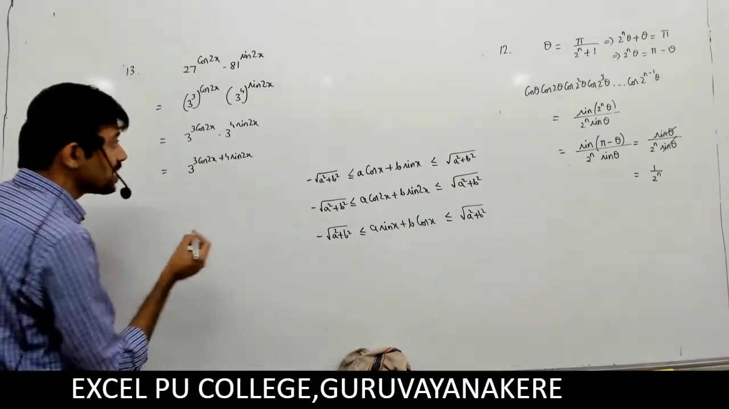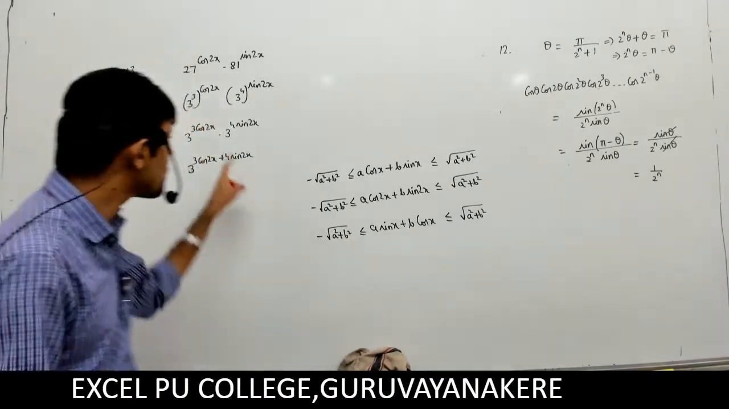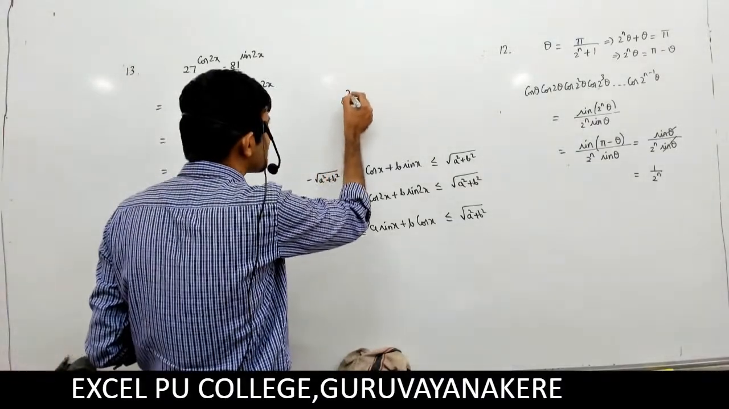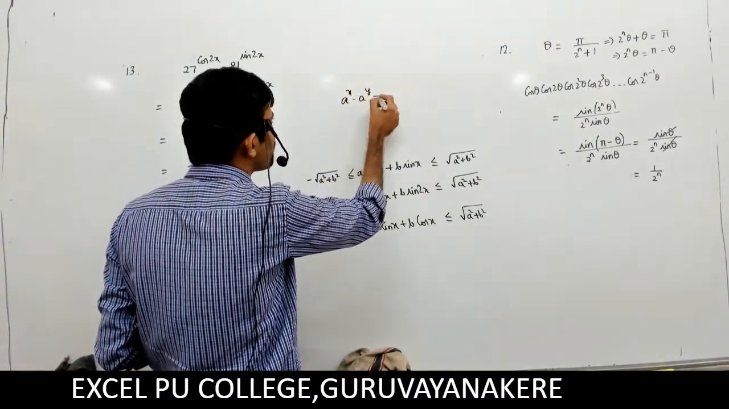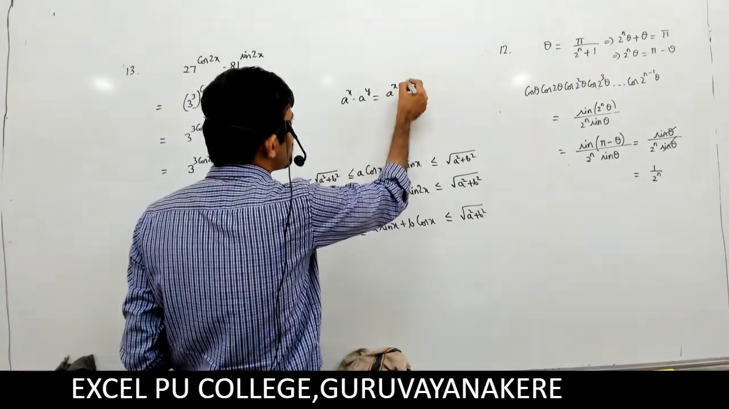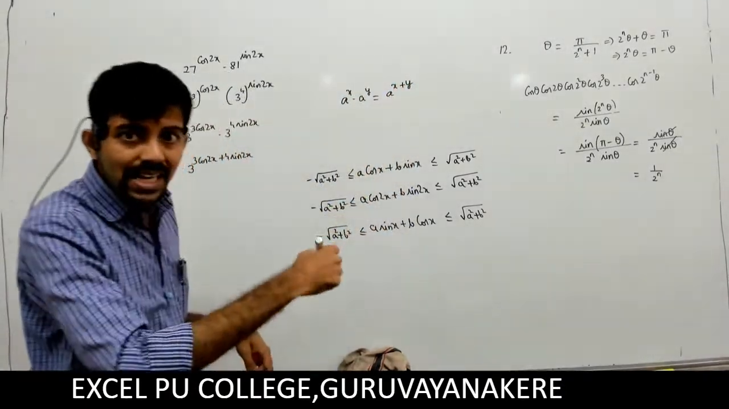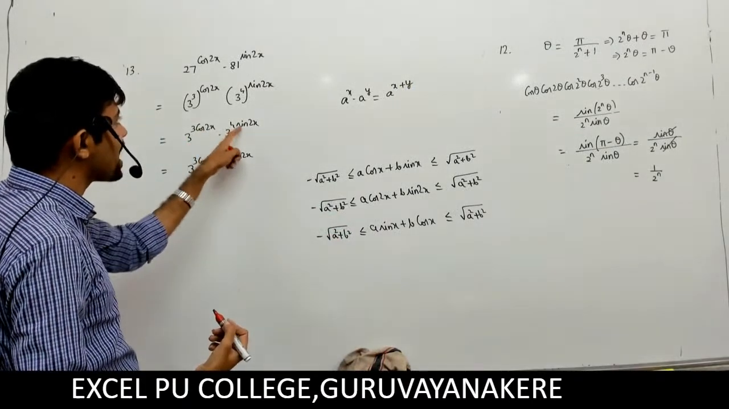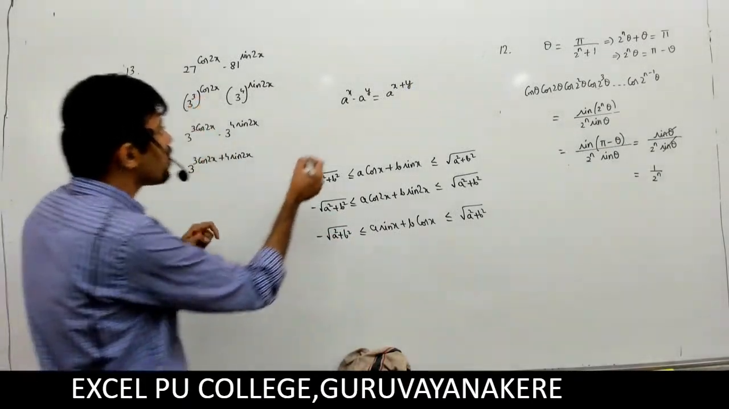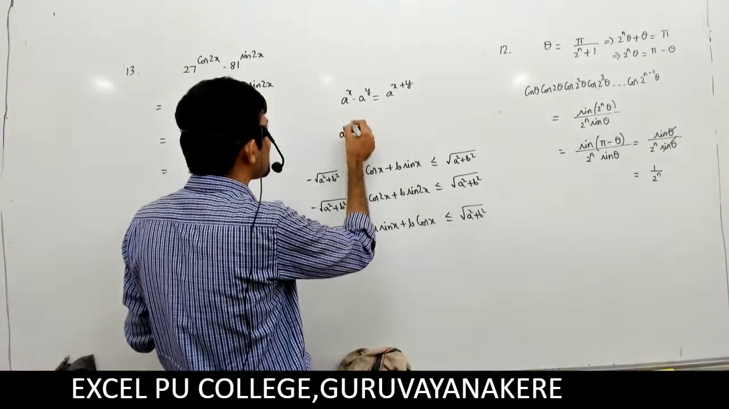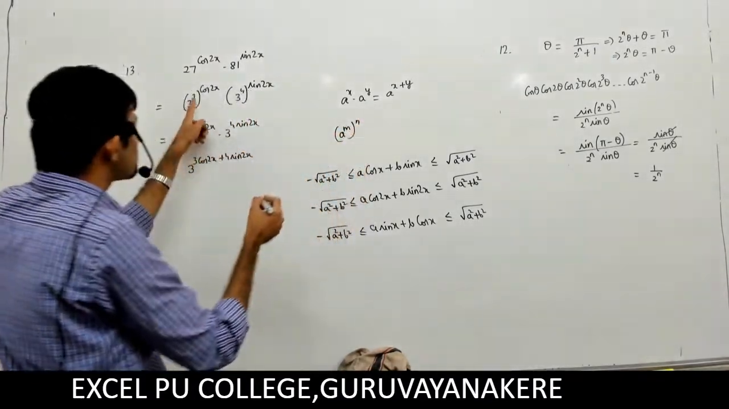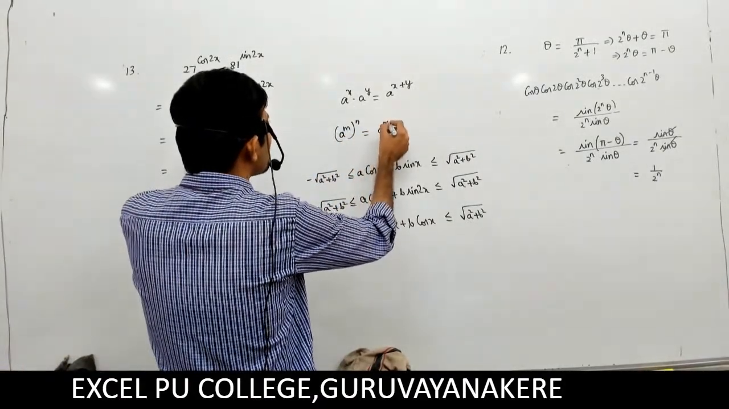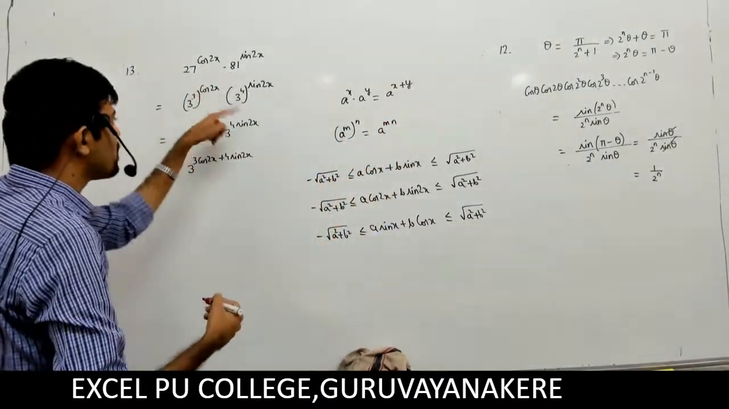They asked to find the minimum value. Because the bases are the same, I could add the powers. You know this rule: a power x into a power y is a power x plus y. The bases are the same, so we can add the powers. Or for a power m to the power n, the powers get multiplied, so it is a power mn.